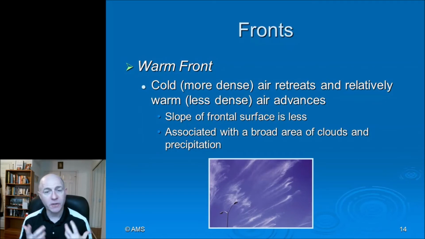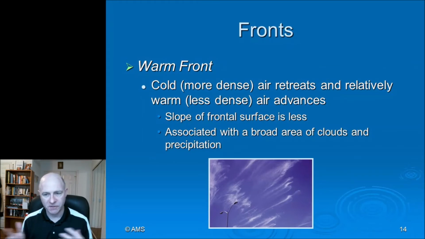And the temperatures here are relevant. You can have a warm front where you're bringing in 45 or 50 degree air if your cold air is 15 or 20 degrees. All right, so cold and warm are relative to each other. In this situation, the slope of the frontal surface is less, and I'll show you what that means in the schematic. But this generally is associated with broader area of clouds and precipitation. You'll hear this called overrunning.